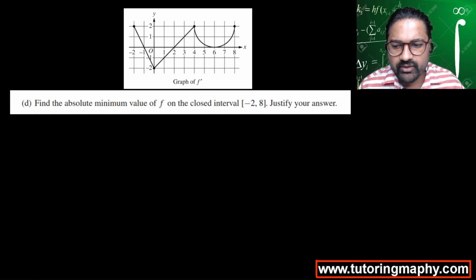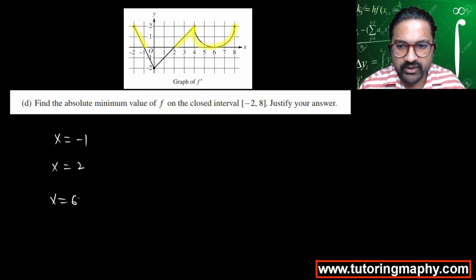Can we highlight the intervals where f' is positive? So f' is positive here, f' is positive here, and f' is also positive over here. Okay. Can we mark the critical points? The critical points are negative 1, another critical point is 2, and another critical point is 6. We already know that at 6 we have neither max nor min. So this is the neither case.